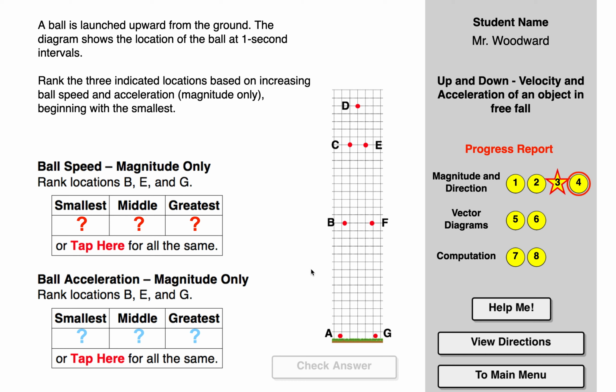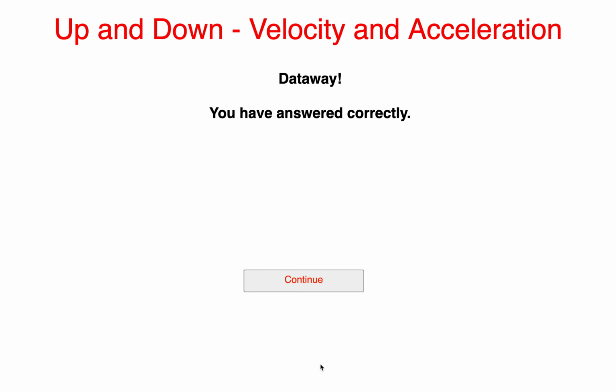And then if I do this again, looking at B, E, and G, well, G is going to be the fastest because it's just before it hits the ground right here. E is going to be the slowest because it's the highest up. It's the closest to location D. And the middle speed is going to be B. Again, these are all the same. The ball acceleration is always negative 9.8 meters per second squared.